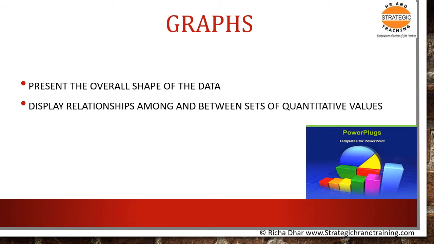It displays relationships between sets of quantitative values. Like I just gave you an example of, while the production has gone up from 2005 to 2019, the profit margin has come down because of the increase in the raw material cost. So you can have these three values in one chart, let people see where the problem is, how the data is charting.